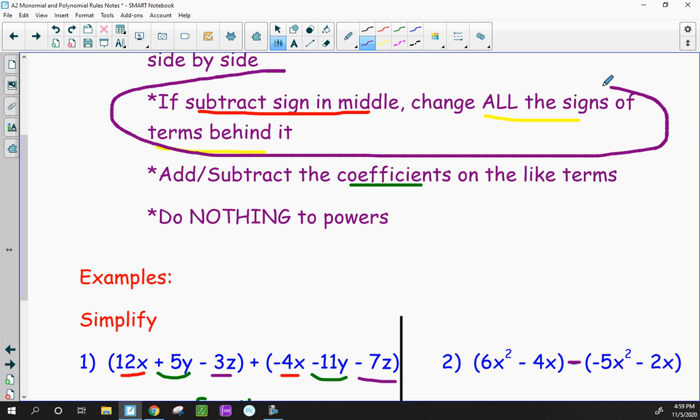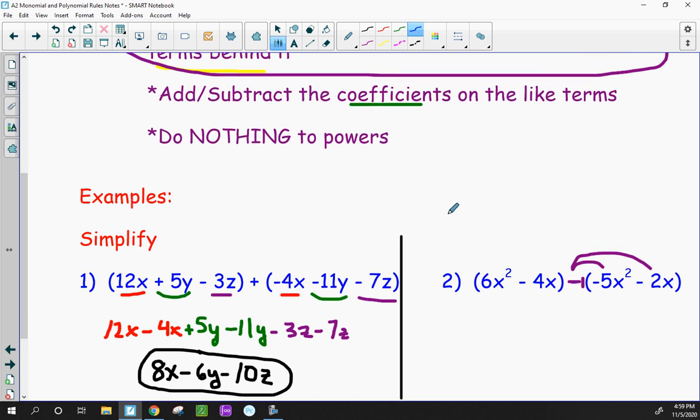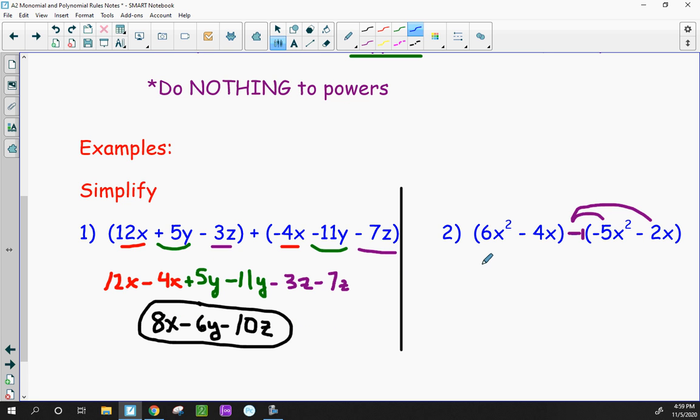If there's a subtraction sign in the middle, you are to change all the signs of every term behind it. So this is what I mean by that. Some people like to think of it like a negative 1. You are allowed to do that and just distribute and multiply. But you're basically also thinking of it as the opposite of negative 5 and the opposite of negative 2. So there are different ways to think about that type of problem. So the first thing I'm going to do is rewrite it. I'm going to drop everything down in the first parentheses. You don't need to change anything there. You might want to leave off the parentheses like I'm doing.